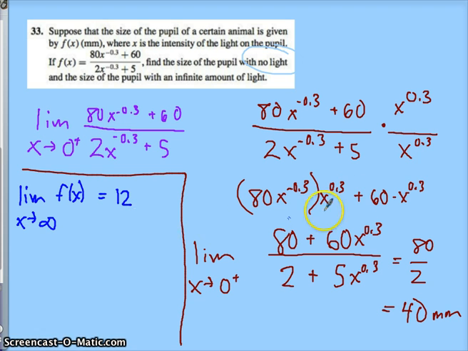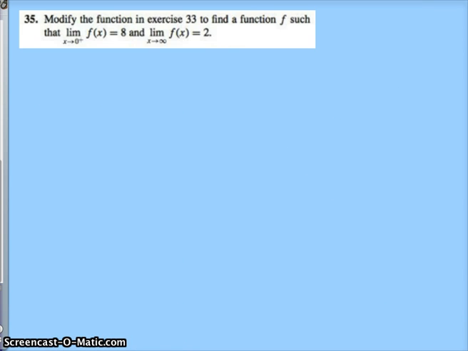Again, it'd be nice if you can do the algebra. If not, use your calculator and choose numbers close to 0 from the right and big numbers, and you'll see that fairly easily. So let's look at this one. I really like this problem. It says, suppose I need to know what the function is so that the limit as we approach 0 from the right is 8, and as we approach infinity, it's 2.